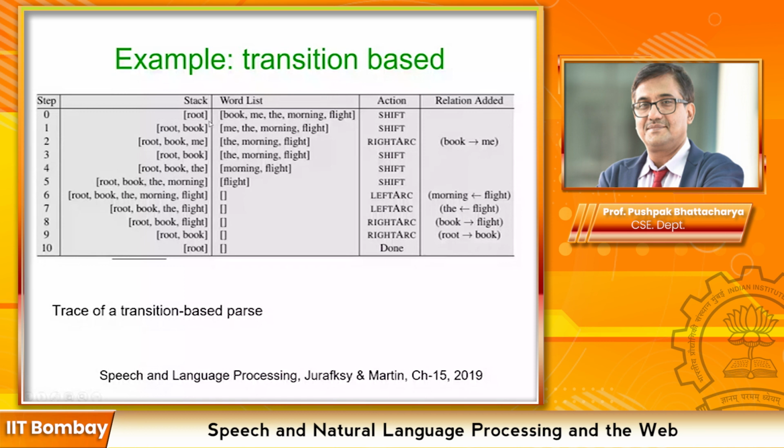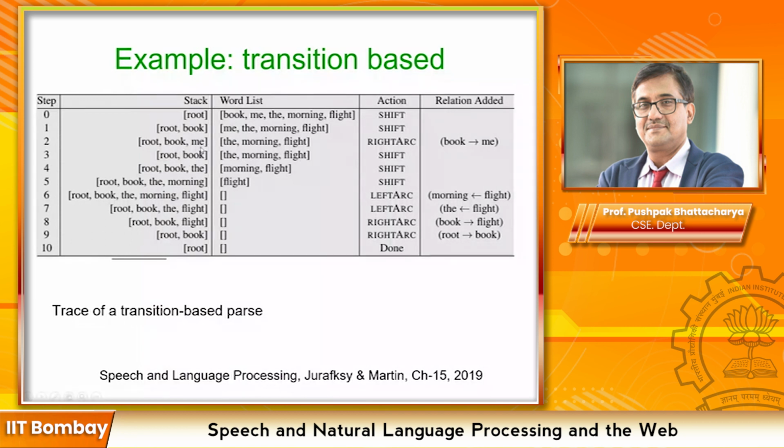Now, initially there is root on the stack. We transfer the first word in the sentence, book, and that leaves me the morning flight in the input buffer. Book has shifted to the stack. Now look at the top two words, book and me. Book is the main verb. How do I know this is the verb? Book is also a noun. I assume that the previous NLP layer, namely part of speech tagging, has given me the correct part of speech tag in the context. So book is a verb.